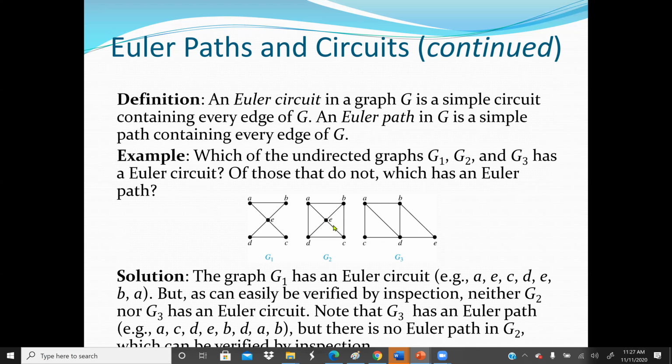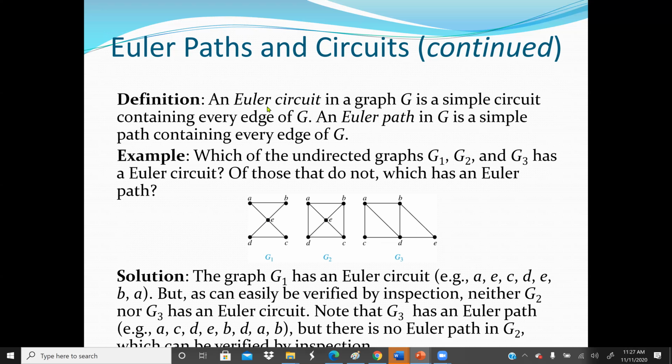G2 doesn't have a circuit and doesn't have a path. There's no way I can go through all these edges and visit all the vertices only once. I don't care where we end it. We can end anywhere, B, D, C, anywhere. That will give us a path. A circuit will give us where we start is where we end. So that's what the definition said.